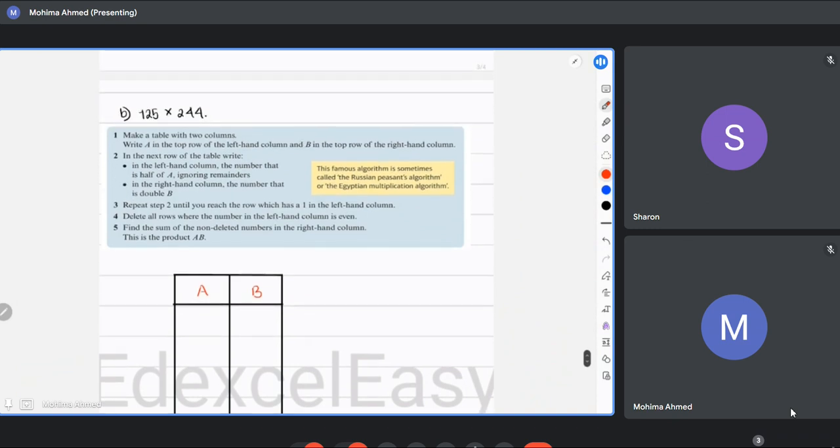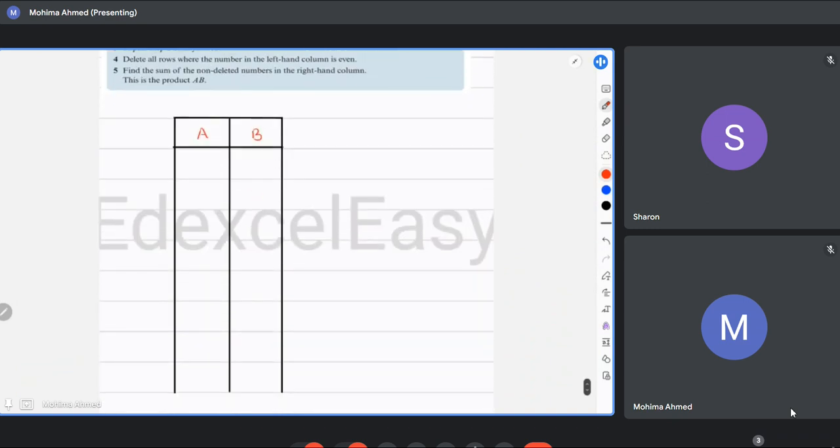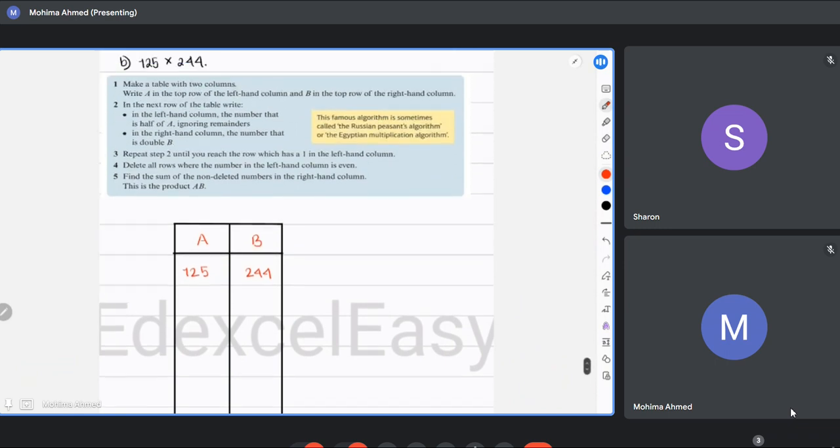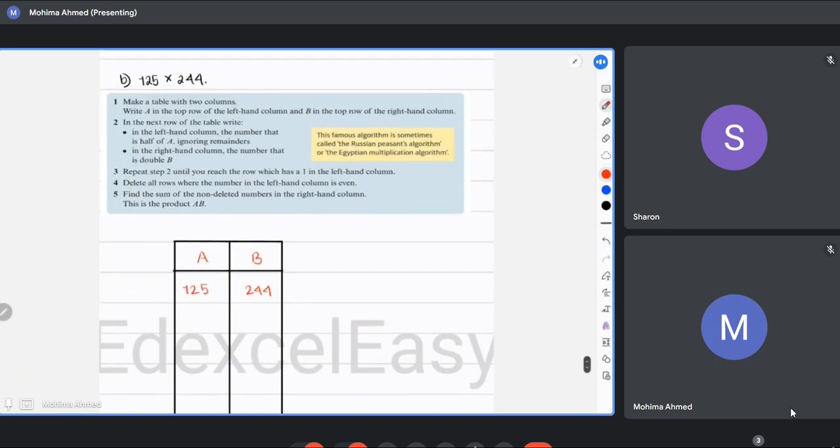For A now we have 125 and B is 244. So this is 125, 244. Half of 125 is going to be a fraction, but if you remember the code, they were saying that we ignore the remainder. We're not going to consider the remainders. So 125 divided by 2 actually gives you 62 and a half. This is what you get: 62, 1 half.